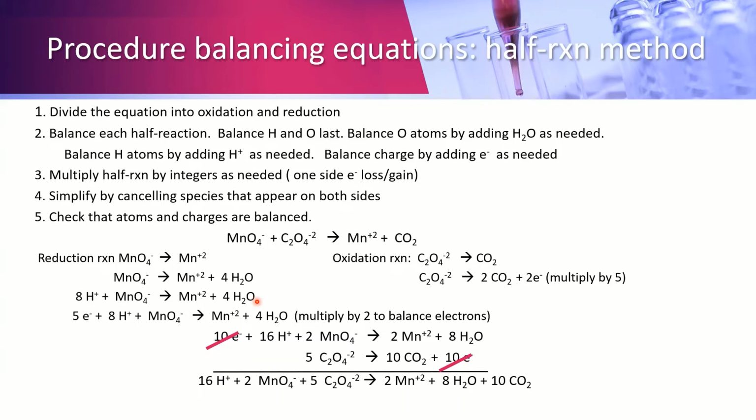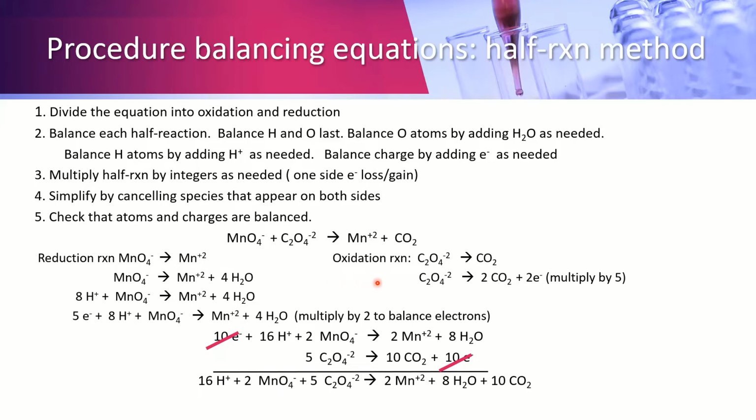But the charges are not balanced. To balance the charges, you need to add 5 electrons at the left. Now, in adding 5 electrons, the charges will be -5 plus 8 is +3, plus -1 is +2. So +2 at the left and +2 at the right is already balanced in charge.